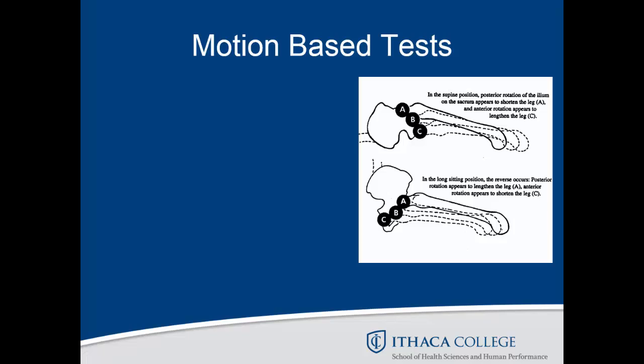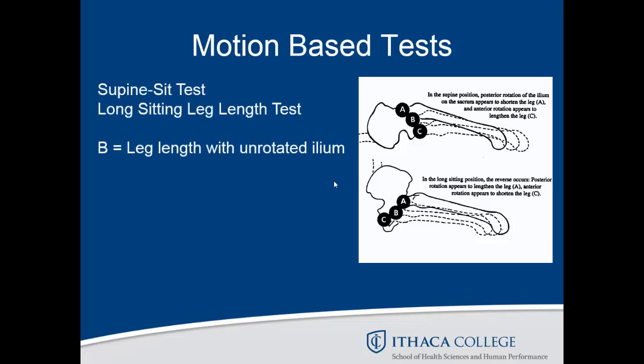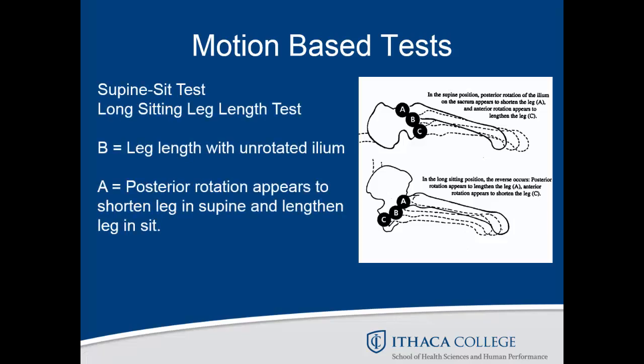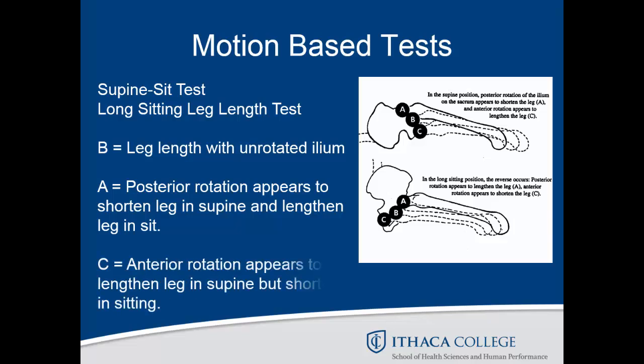And so now the result is, in long sitting, the involved side looks longer than the uninvolved when you compare medial malleoli. So if I have a posterior rotation, I would see the involved side starting shorter in supine and finishing longer in long sitting. Okay, so this is what you have in your handout, and hopefully that started to make sense.